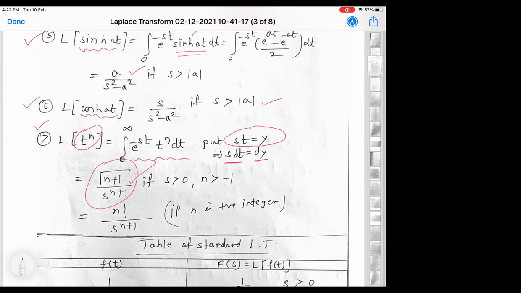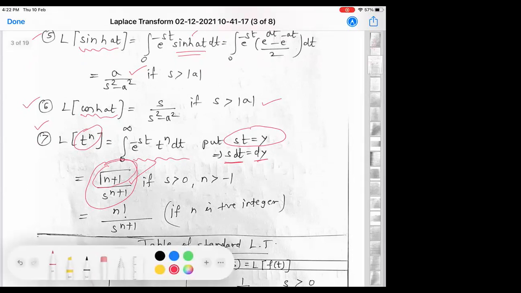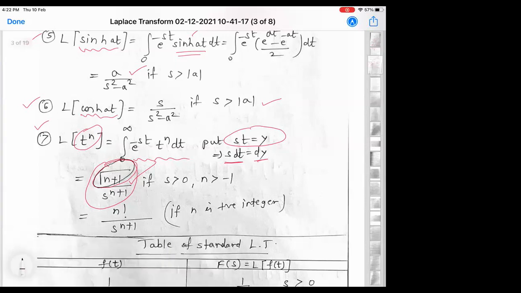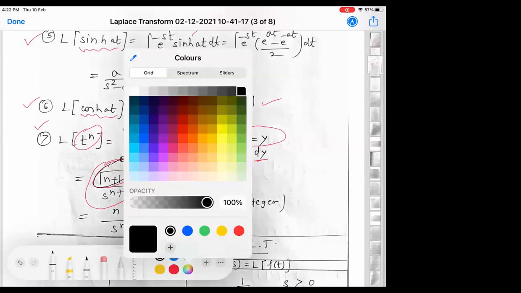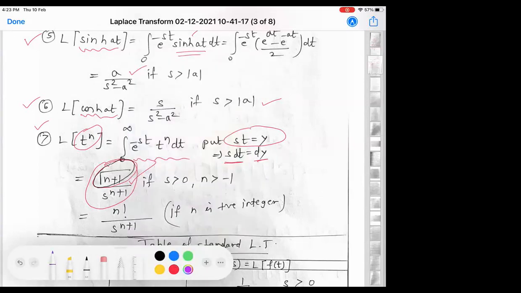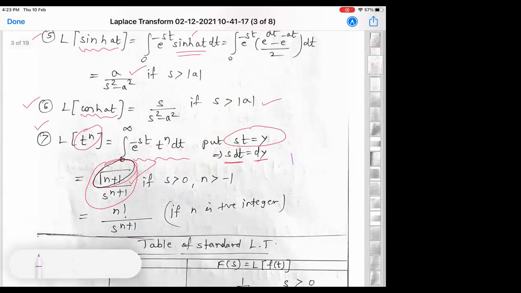Some of you must know what that is. Do you know what this is? n plus 1 is written in one standard form. What is that form? Anybody knows? What is that called? No idea? This notation.